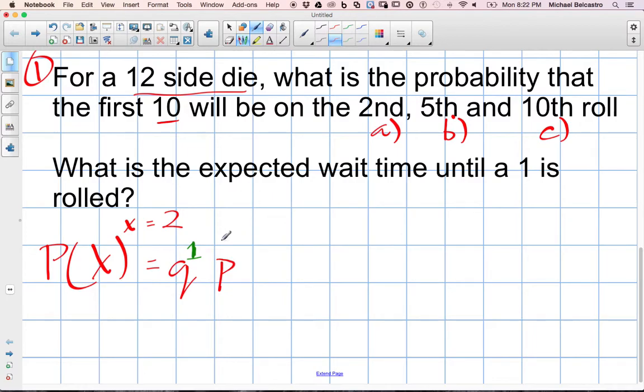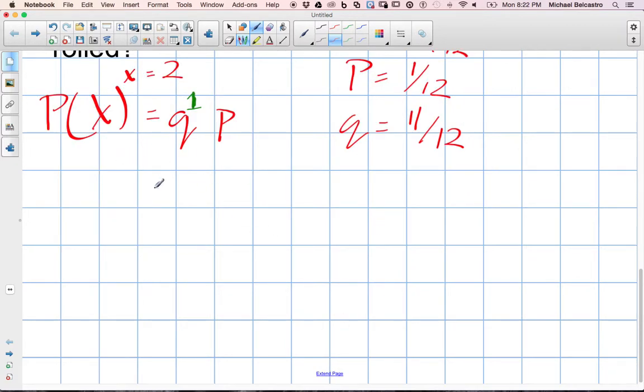Okay, so we've got to figure out our probabilities. Probability of success: it's a 12-sided die, and it's landing on the side with the number 10, which means we have a 1 in 12 shot, assuming it's numbered 1 to 12. So our probability of success is 1 in 12, which means our probability of failure is 11 in 12. So when we go to write this out, 11 over 12 to the power of, well, it only occurs once, so anything to the power of 1 doesn't change that number.